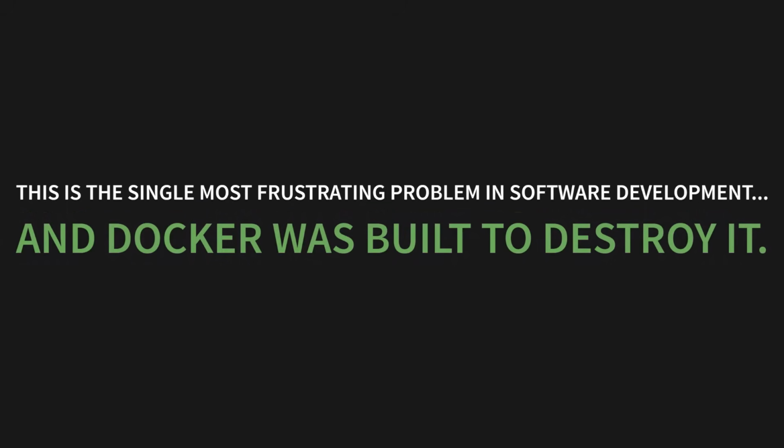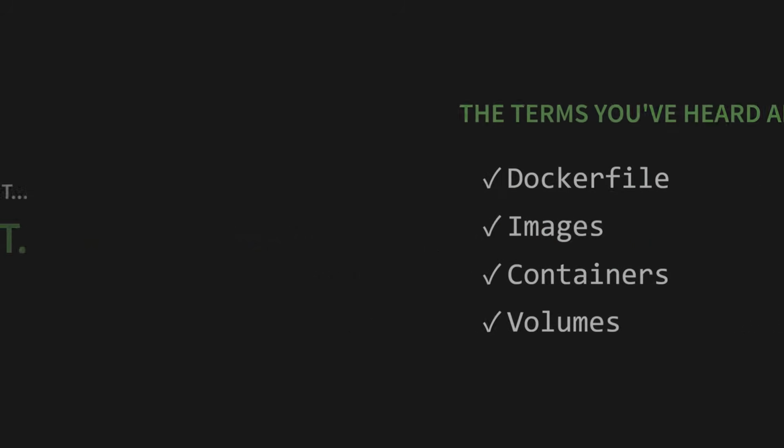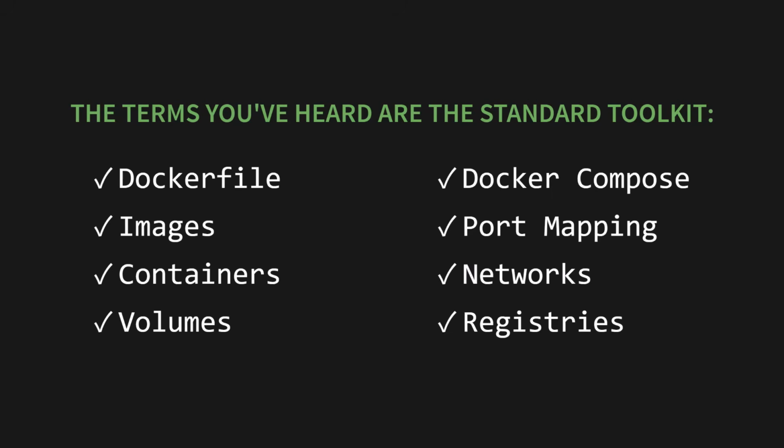This is the single most frustrating problem in software development. And Docker was built to destroy it. The terms you've heard, they are the standard toolkit. You've probably seen this list: Dockerfile, images, containers, volumes, Docker Compose, port mapping, networks, and registries. By the end of this video, you will understand every single one of these terms.